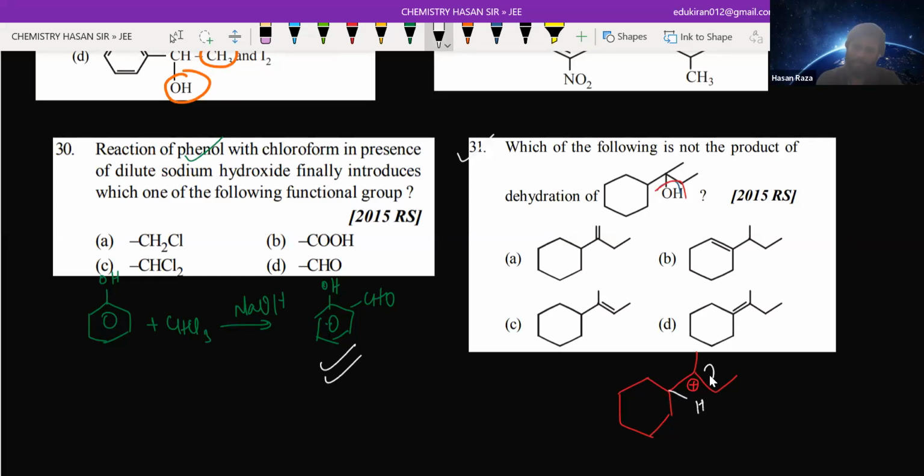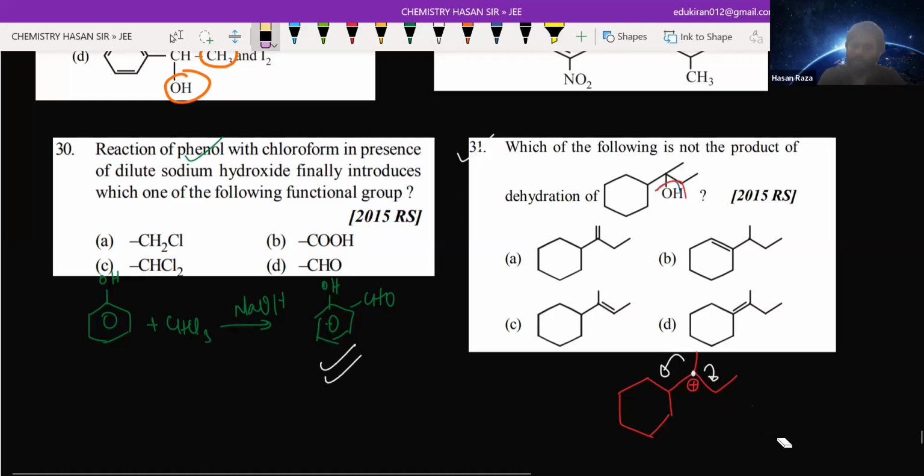So if you're going to shift on the right hand side, it becomes 2 degree. So we cannot move towards 2 degree because it is less stable. And if you are going to move towards the left hand side, it will be 3 degree, and it is already 3 degree. The shifting will take place only when you are moving towards more stable. So this is also 3 degree on the left and it is already 3 degree. That's why it will not move.